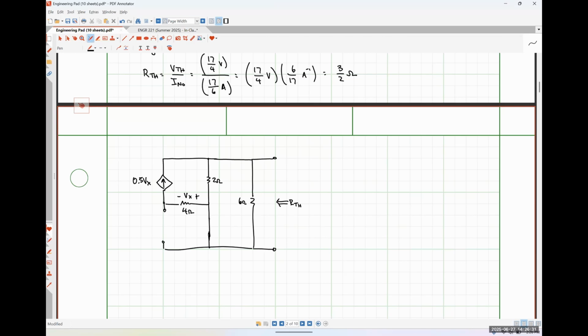We can only turn off independent sources. So any dependent sources we have will always be on, okay? So that's why that 0.5 VX dependent source is there, because I literally cannot turn it off.